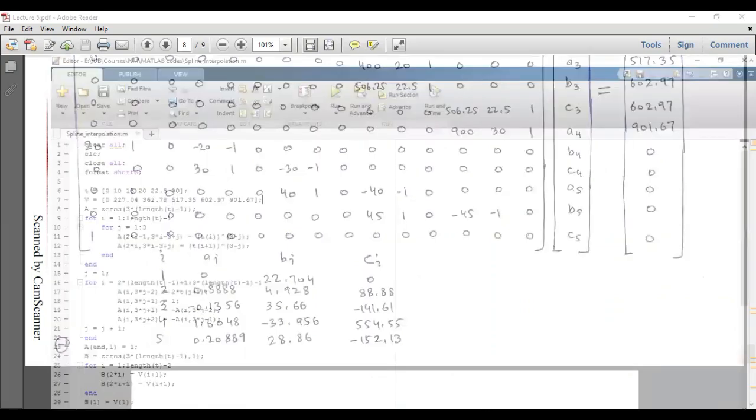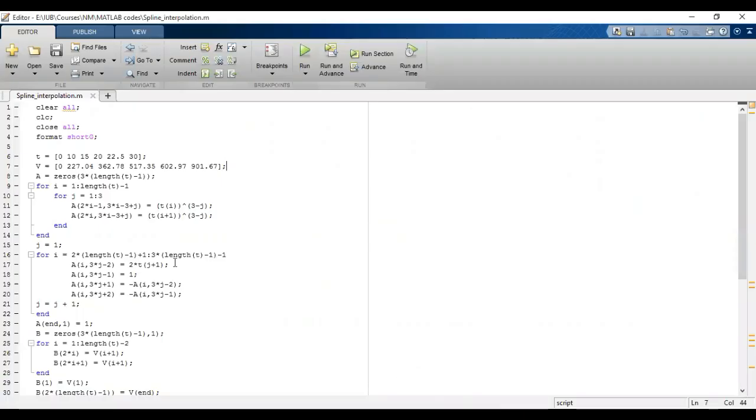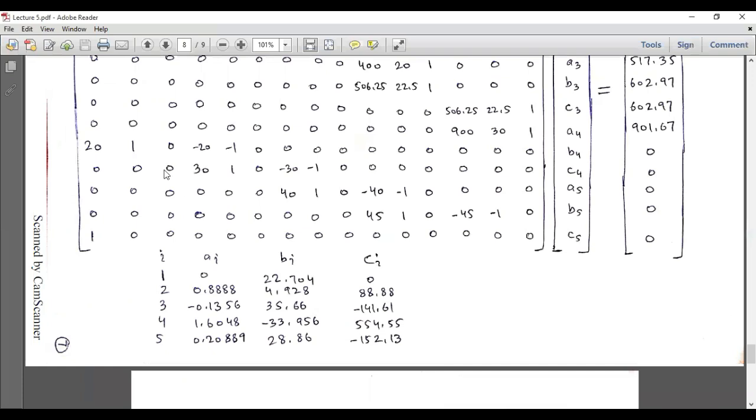Now I am moving towards the MATLAB algorithm of spline interpolation. Here you can see this is our time vector, and it is 0, 10, 15, 20. And this is our V vector, and we first have to establish the A matrix. Here, this is the A matrix, this is the X column vector, and this is B. In solving simultaneous linear equations, we establish the form AX is equal to B.